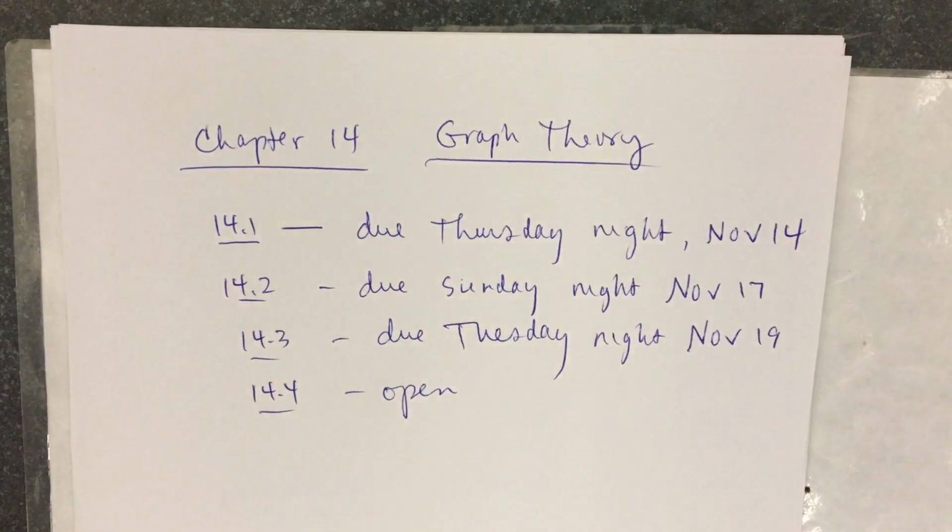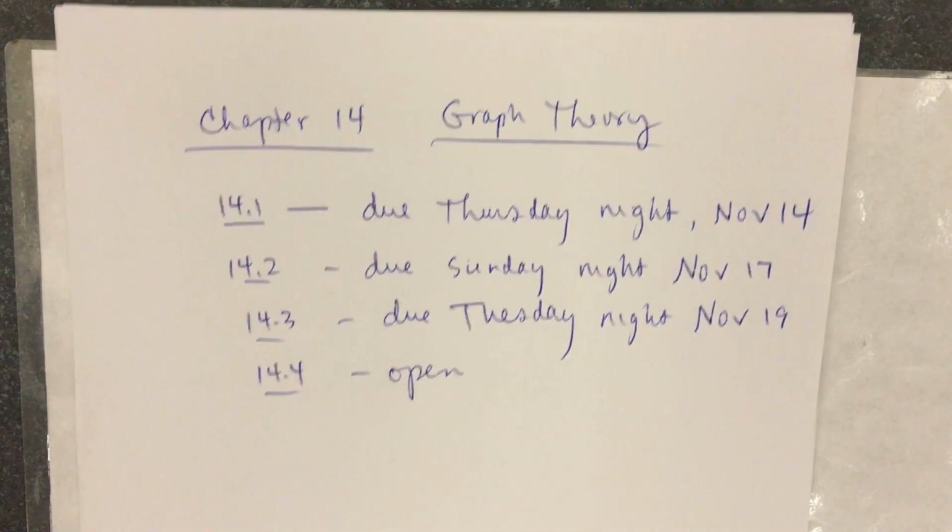So chapter 14 is graph theory. There are 4 sections in the chapter. The first section, 14.1, is a lot of definitions.